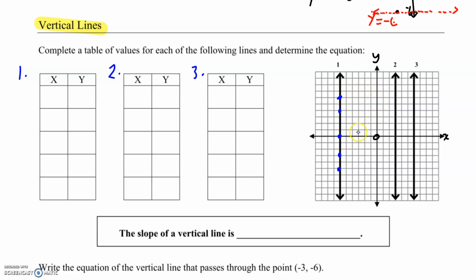So the point furthest to the top is going to have an x value of -6 and a y value of 6. Let's put that in our table. My next point is going to have again an x value of -6 and a y value of 4. Okay, my next point has an x value of -6 and a y value of 0.